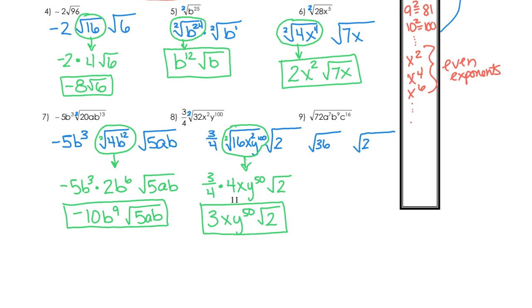Okay, a to the 7. So remember, there's a 2 here. And 7 is not divisible by 2. So we go to the next lowest, which is 6. And so we take a to the 6, which will go in the first house. And the leftovers is a.